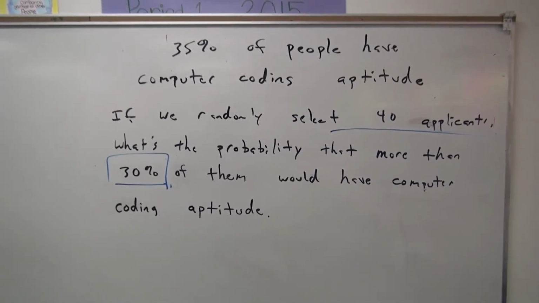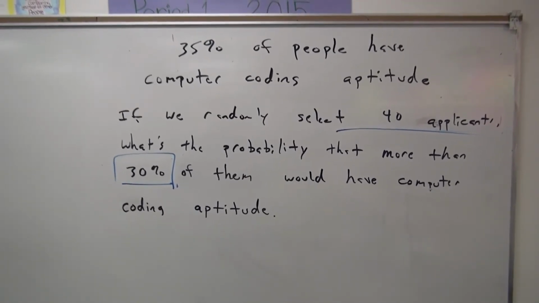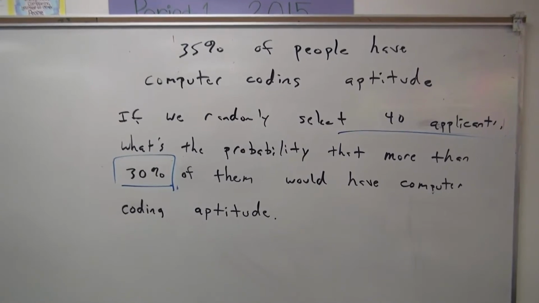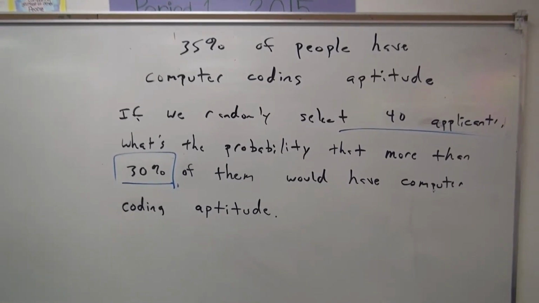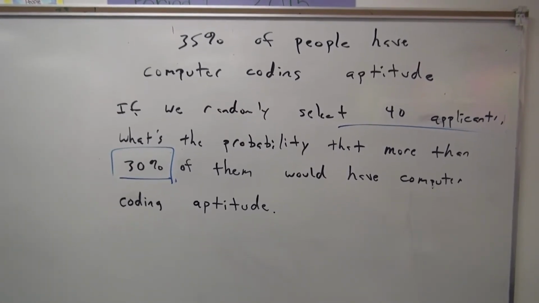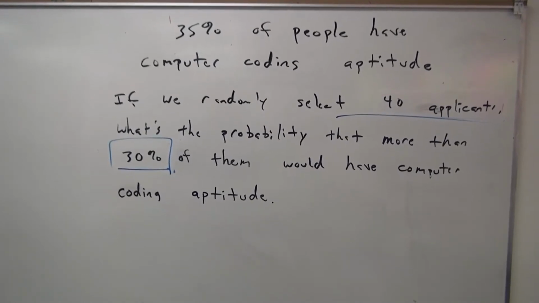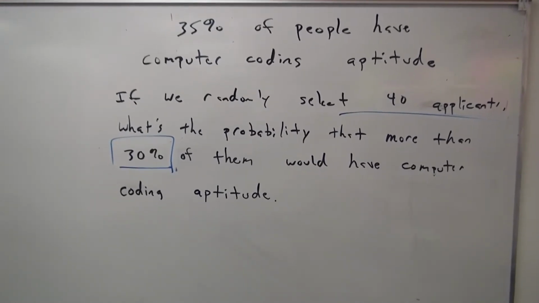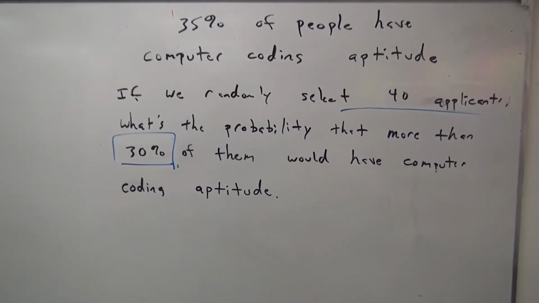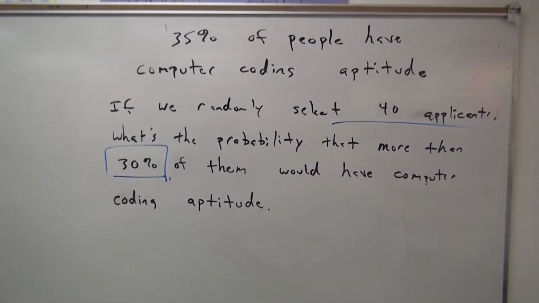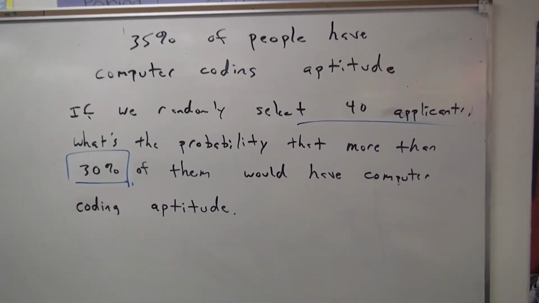So they might be able to give a 20-minute task that will help to determine if a person really has computer coding aptitude, even though they've never done computer coding. So if we randomly select 40 applicants, what's the probability that more than 30% of them would have computer coding aptitude? Well, the way we break this problem down is, you can see I underlined the 40 applicants.